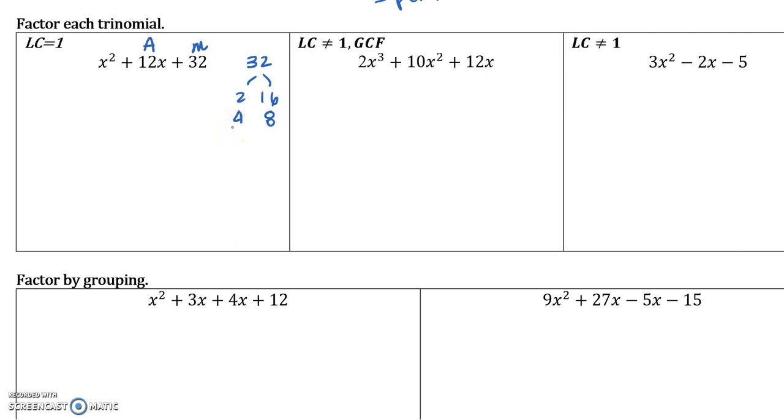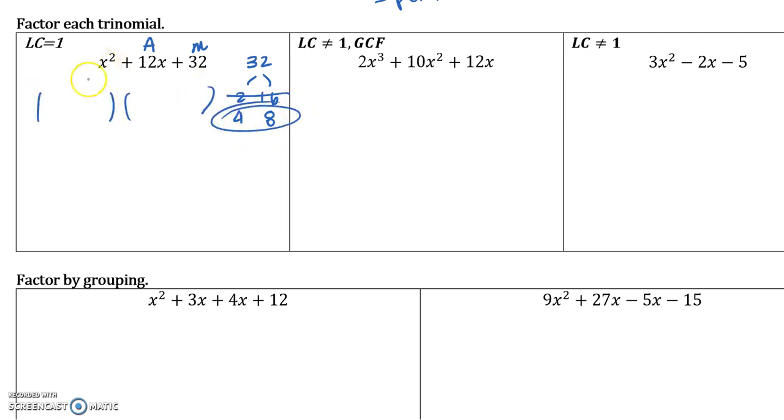I can't do 6. I can't do 5. I can't do 7. And now I'm back at 8 again. So look at these two numbers. I want to know which one of these add up to give me 12. Well, 2 plus 16 is 18, so it's not that. But 8 and 4 is 12.